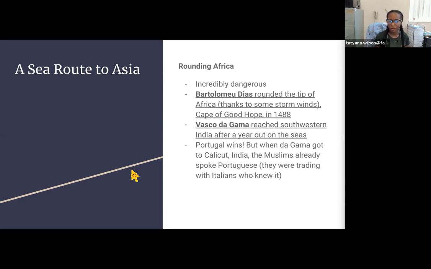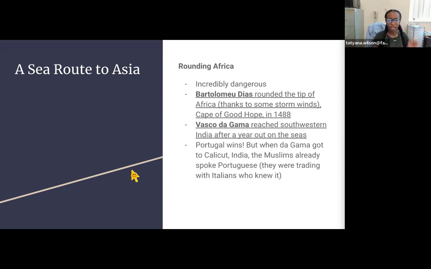But when da Gama got to Calicut, India, the Muslims there already spoke Portuguese. And this is because they had been trading with the Italians for a very long time who already knew Portuguese, right? So again, these people aren't discovering anything, right? Trade was already established. People already lived here. Things were already happening. They were just trying to get there faster, right? So he was a little surprised because he's like, what? Y'all already know? Duh, dude. Congrats to you for making it, but we've been doing this for years now, right?